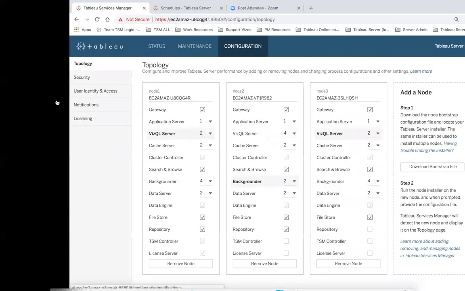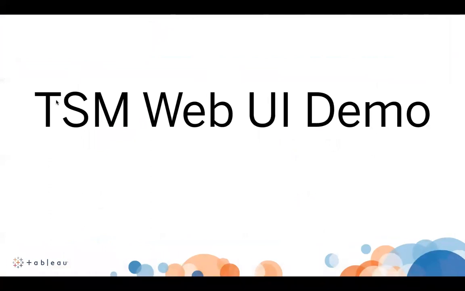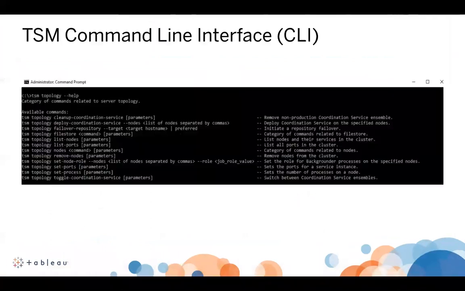So let's go back to the slide. As I mentioned briefly, here's an example of the TSM CLI and the tsm topology help command. You can see that everything that is available in the web UI is there, and more, in the CLI. So depending on your needs, and your desire to be more advanced, you can go from web UI to CLI to REST API, or a combination of all of them.